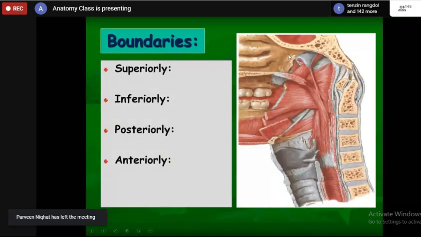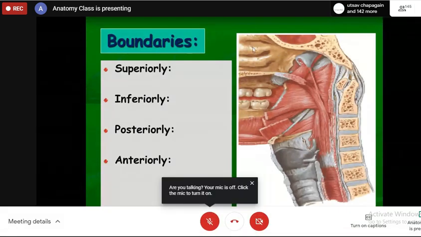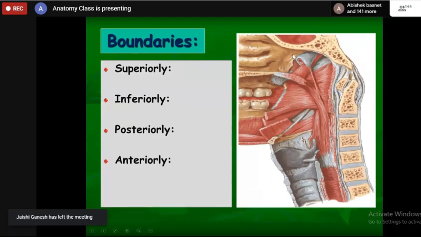Like choana, like concha. Those are known as the concha: the superior, middle, and inferior nasal concha. And this one is the posterior nasal aperture, also known as the posterior choana. So this is the communication.